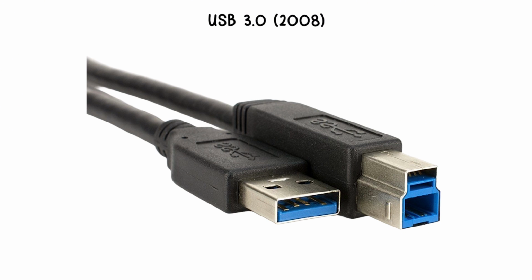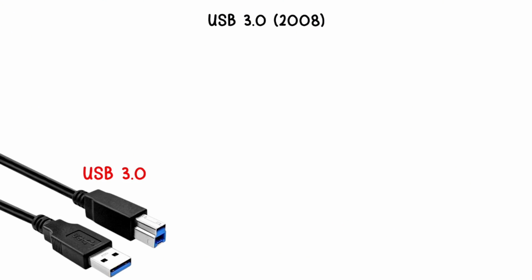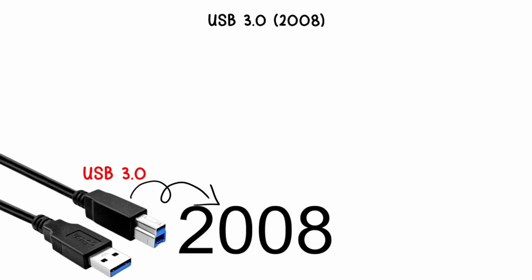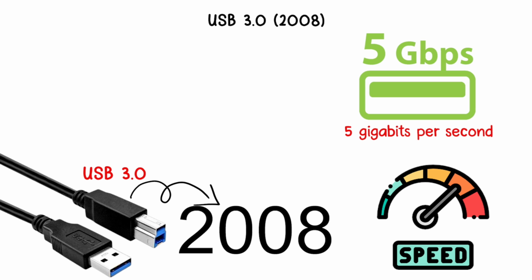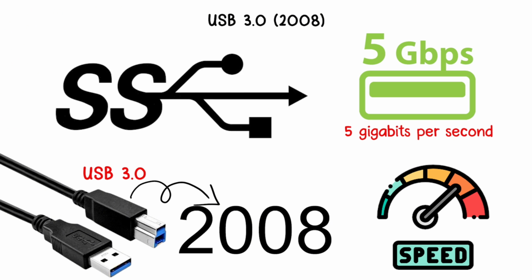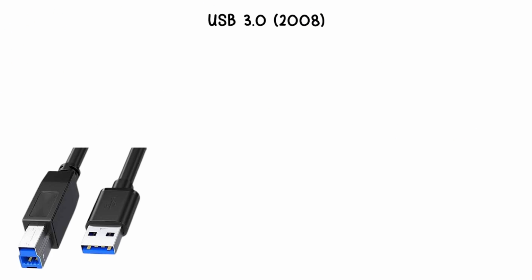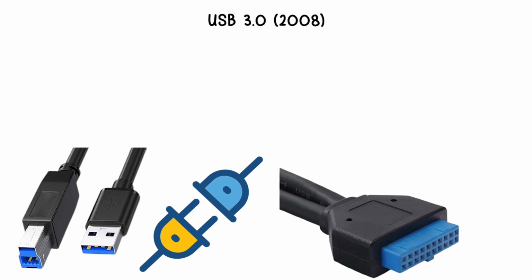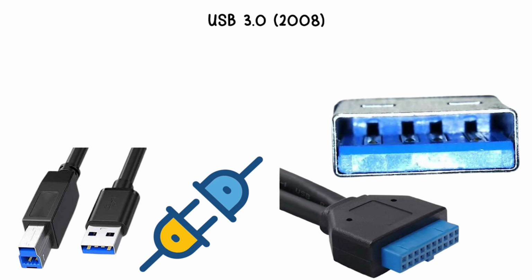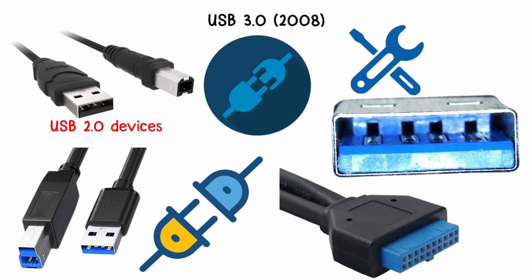USB 3.0, 2008. USB 3.0, released in 2008, brought a major speed upgrade to 5 gigabits per second, a rate labeled as super speed. This version introduced a new set of connectors with additional pins, typically recognized by blue-colored ports, and maintained backward compatibility with USB 2.0 devices.